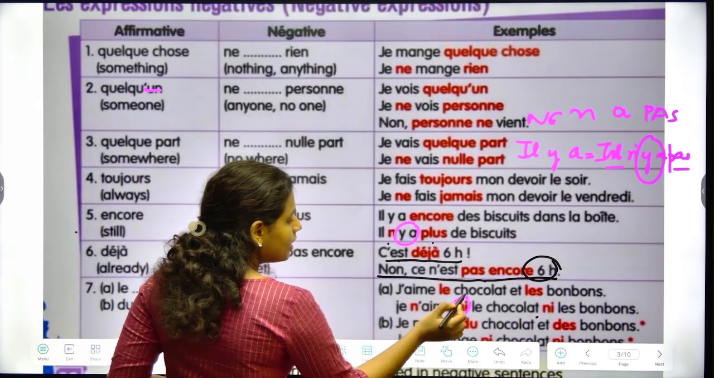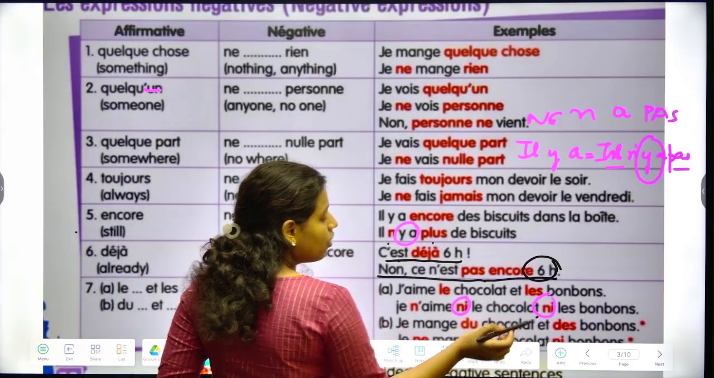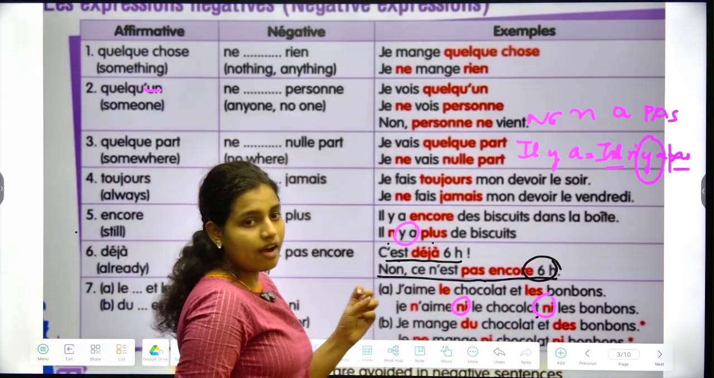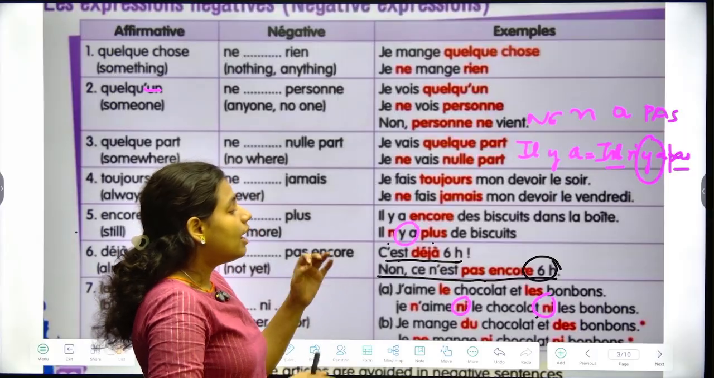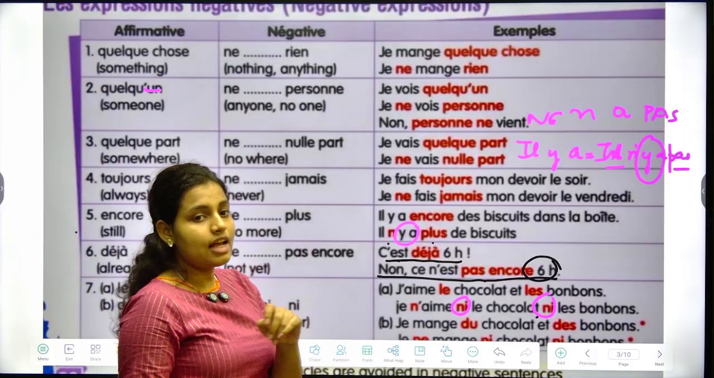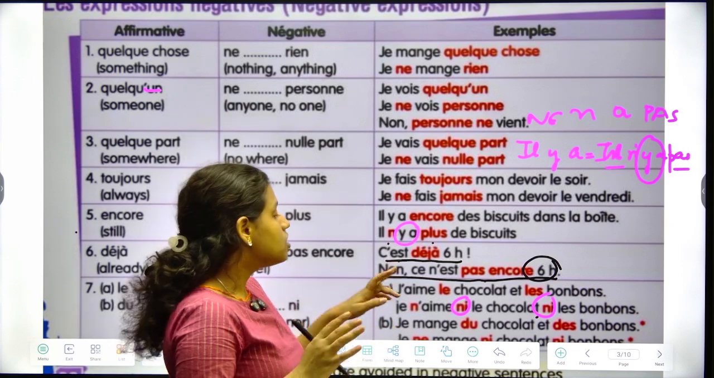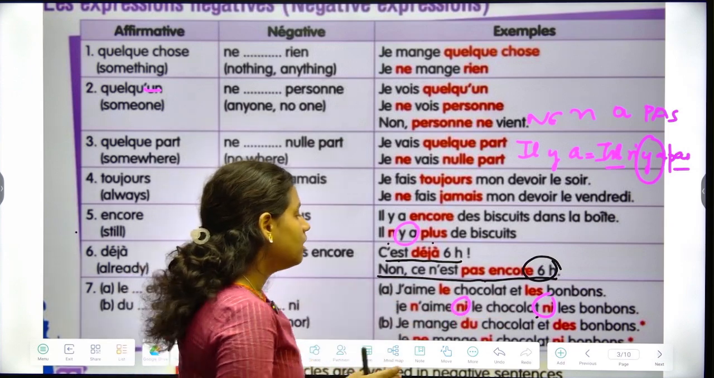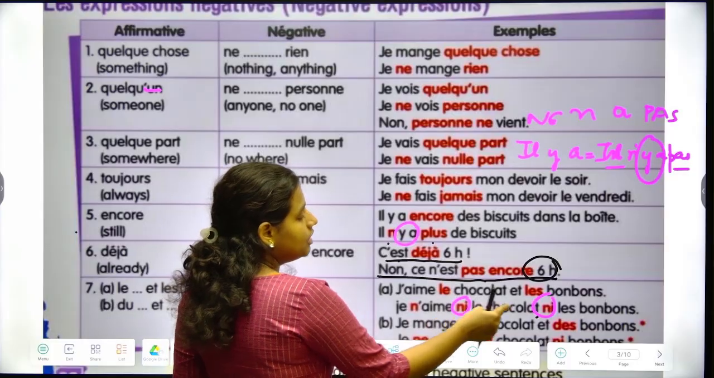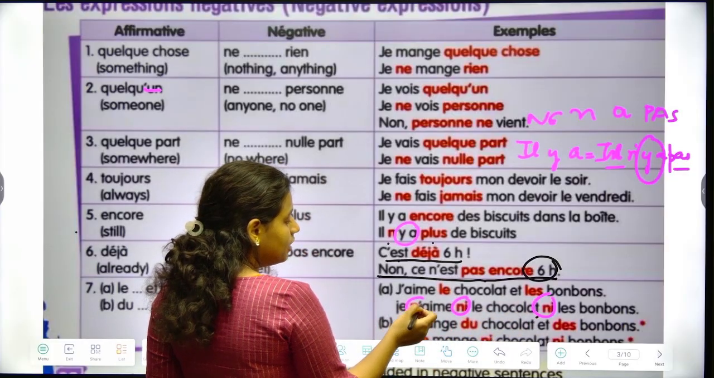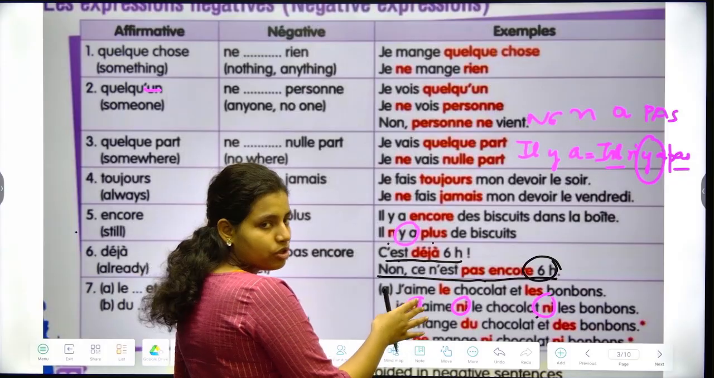We put the marker ni and ni before what? Before our positives, whichever thing we have to contradict in the statement. Like, I like chocolate and candies. I do not like chocolate nor candies. I neither like chocolate nor candies. So we are negating chocolate and candy. So simply you will put ni before your nouns, which you have to negate, and the marker ne before your verb.